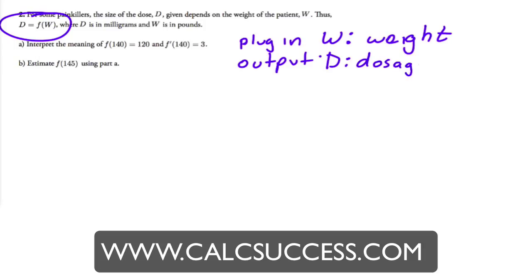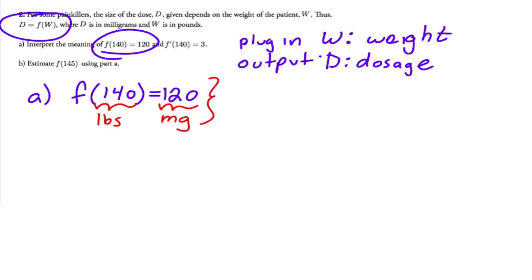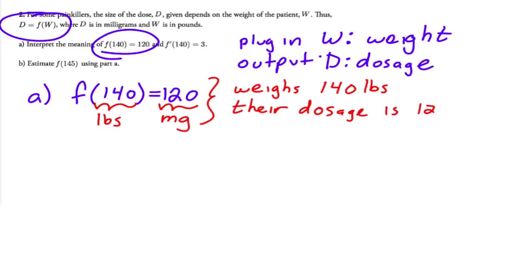Okay, so if we want to interpret the meaning of this first one, F of 140 is equal to 120. Remember, this is weight in pounds, and this is dosage in milligrams. And so what this means is that for a person that weighs 140 pounds, their dosage is going to be 120 milligrams. Okay. So that makes sense, right? 120 milligrams.